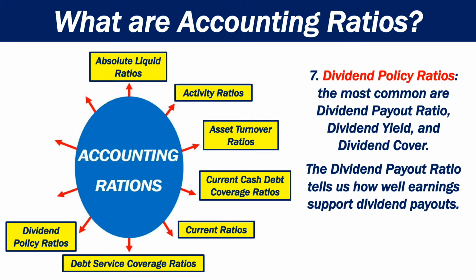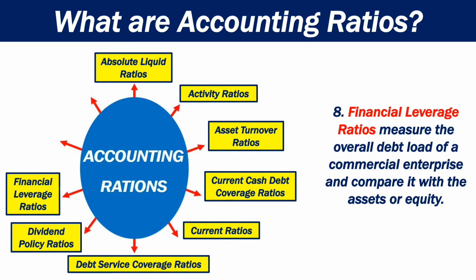7. Dividend policy ratios, with the most common being dividend payout ratio, dividend yield, and dividend cover. The dividend payout ratio tells us how well earnings support dividend payouts. 8. Financial leverage ratios. These measure the overall debt load of a commercial enterprise and compare it with the assets or equity.